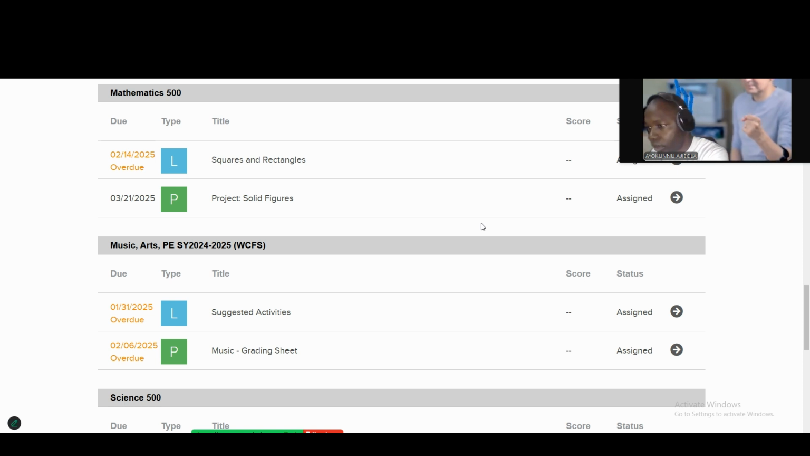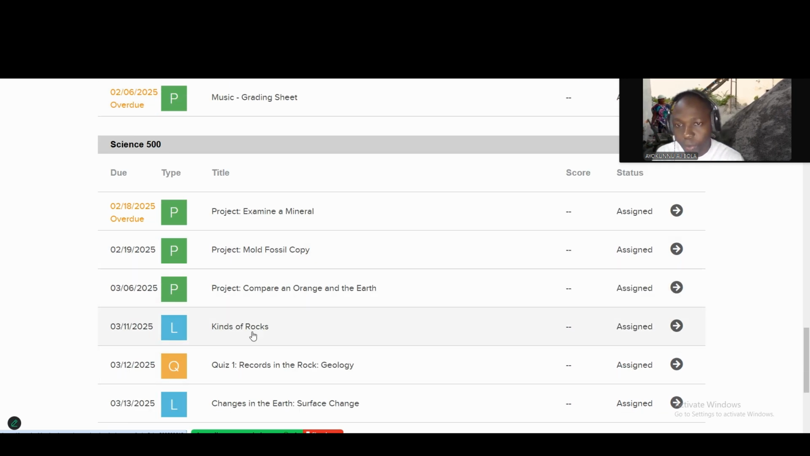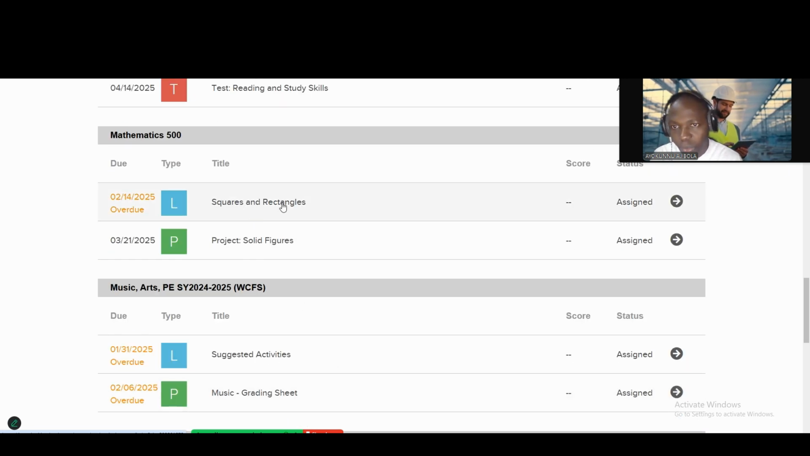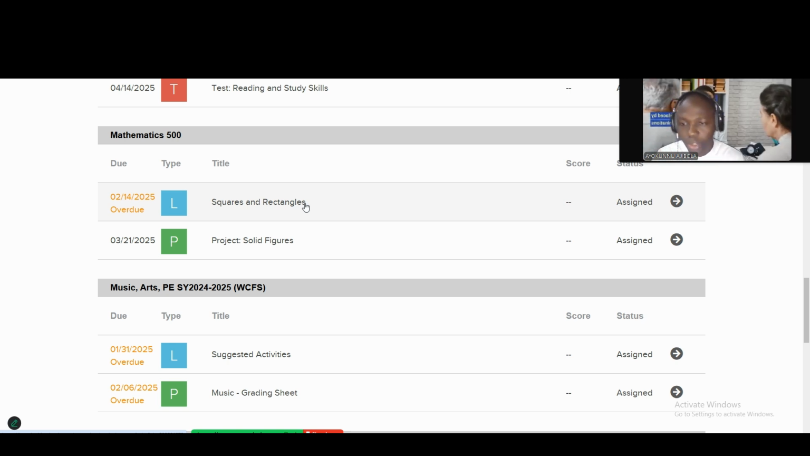So today we're going to be looking at two topics. One topic in science and a quiz. Then we should be able to look at squares and rectangles. Then by tomorrow, by the grace of God, we should be able to go into revision in preparation for your exam on Monday.